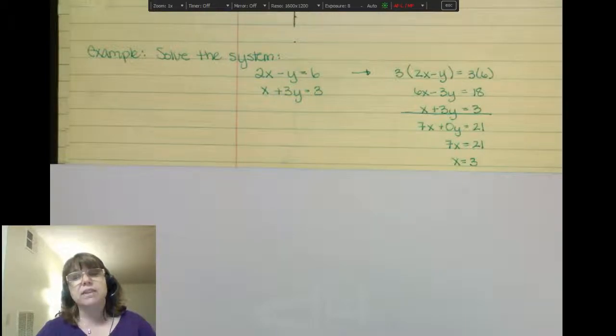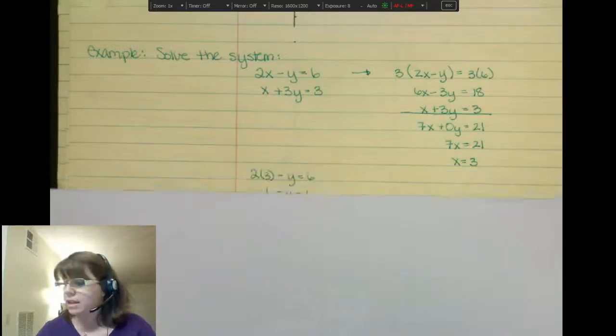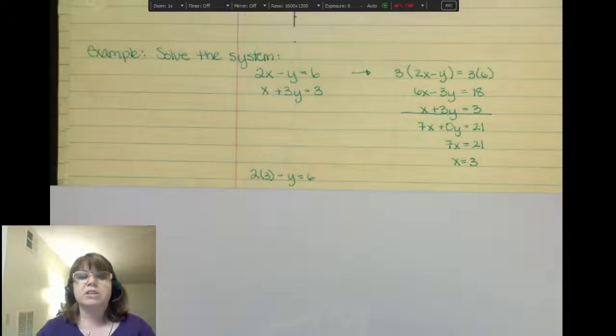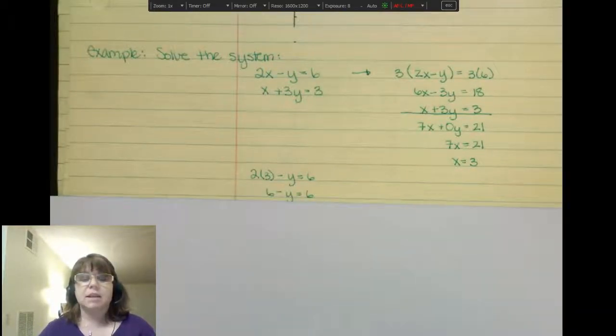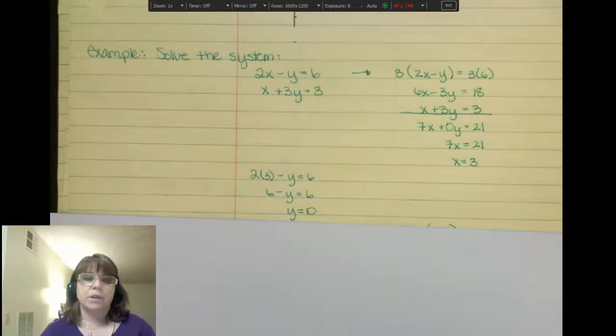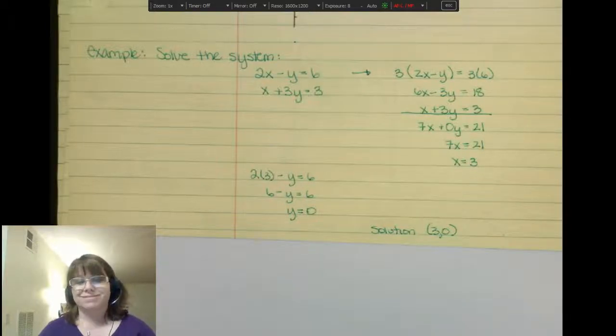Still need to find the numerical value of y, so I'm going to plug it into one of my equations. I'll just choose the top one just because it's simple. 2 times 3 minus y equals 6. 6 minus y equals 6. y equals 0. So my solution set is 3, 0.